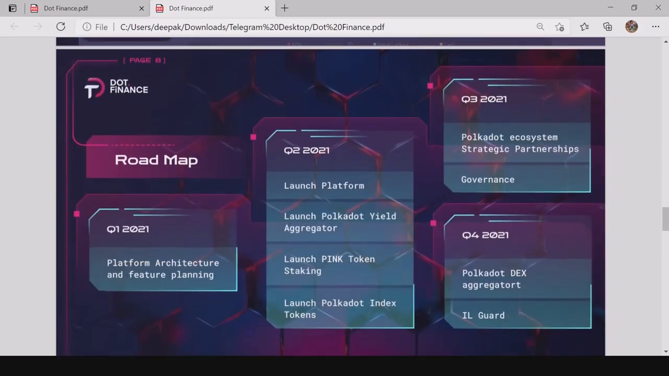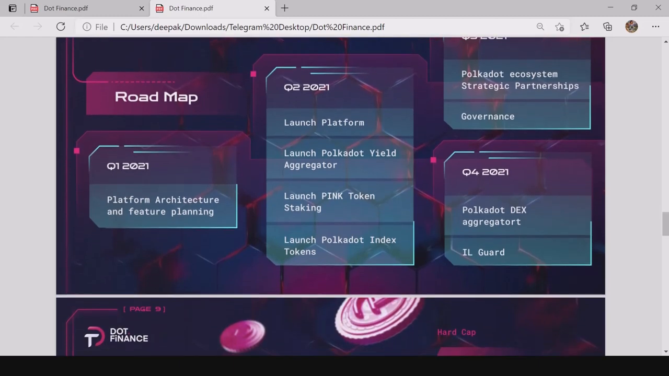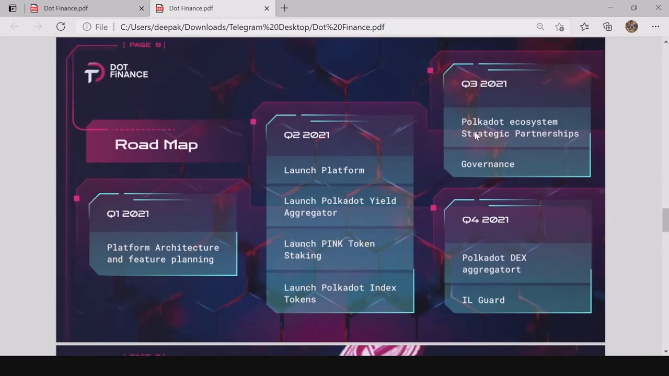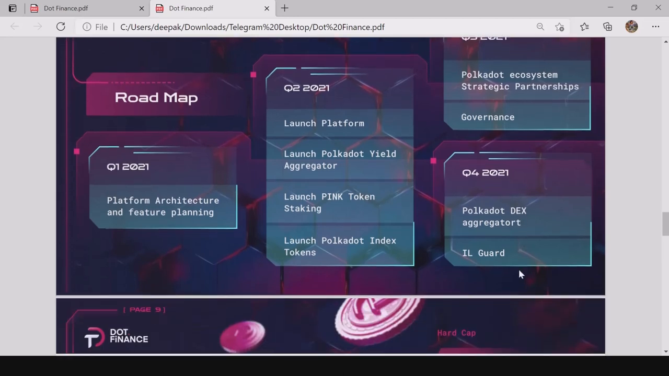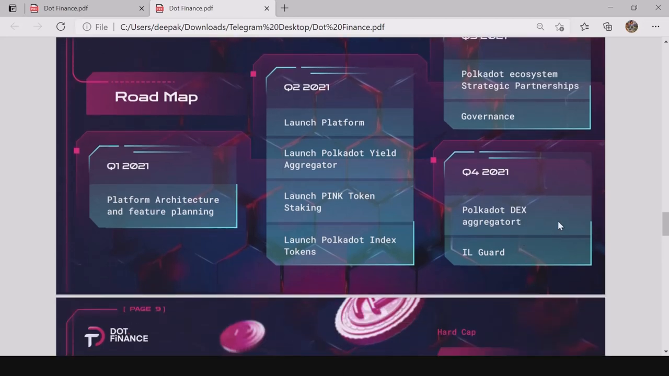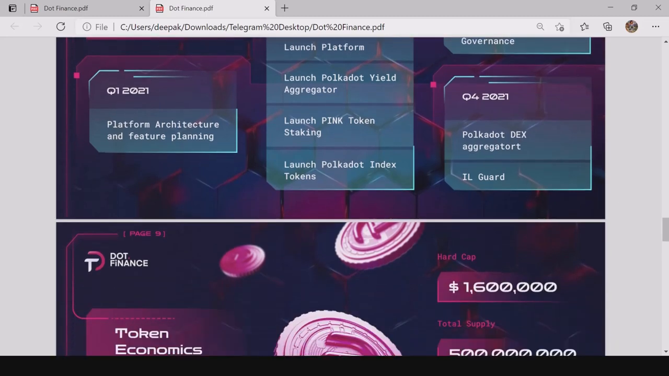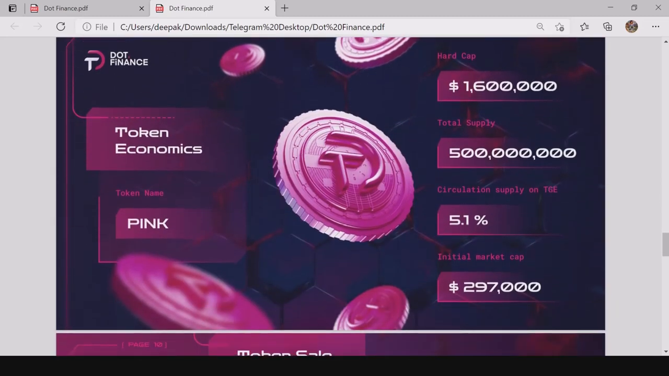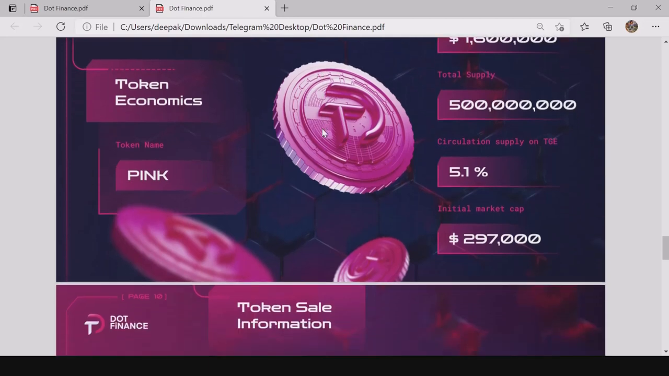Yeah. So their roadmap: in quarter one, 2021, platform architecture and feature planning. Quarter two, 2021, launch platform, launch Polkadot yield aggregator, launch Pink token staking and Polkadot index tokens, quite a number of things. Quarter three is the Polkadot ecosystem strategic partnerships and governance, and quarter four is the Polkadot DEX aggregator. This is the big one, and the initial liquidity guard. And let's look at the token economics. Hard cap is 1.6 million, total supply is 500 million. Circulation supply on TGE is 5.1%, initial market cap will be 297.